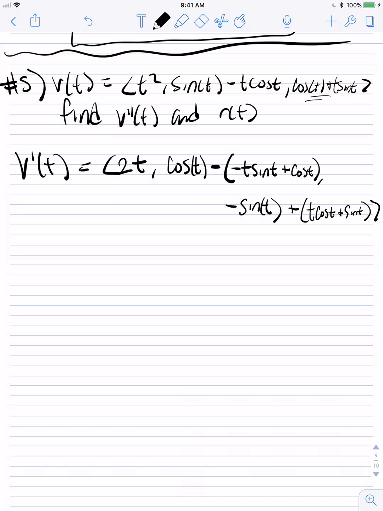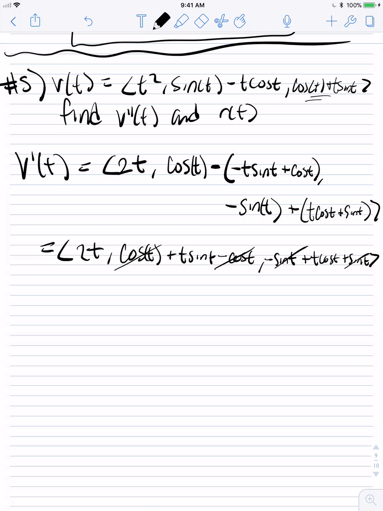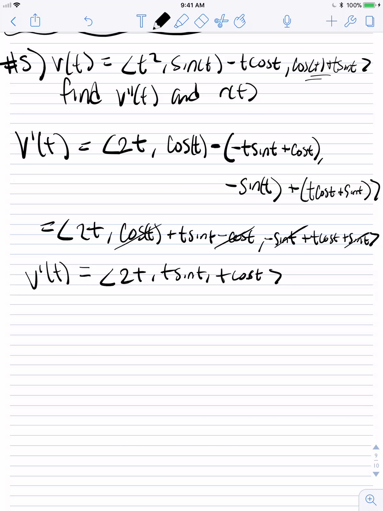So just simplify it a little bit. We have 2t, cosine t plus t sine t minus cosine t. So we see that these cancel. And then we have negative sine t plus t cosine t plus sine t. And we see that these cancel. So to simplify even more, we have 2t, t sine t, t cosine t. So that is our v prime of t.